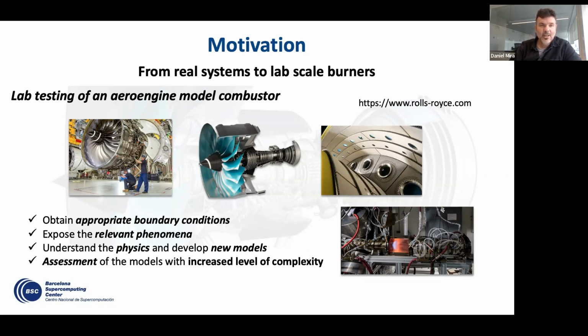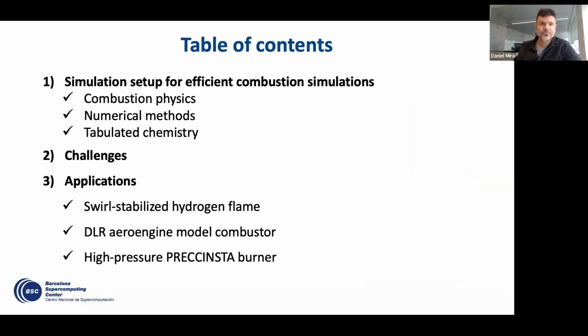It is only after we understand the physics of combustion that we should be able to develop models, and that we should be able to integrate modeling tools and computational models into the design and operation of these engines. So this brings me to the outline of my presentation.